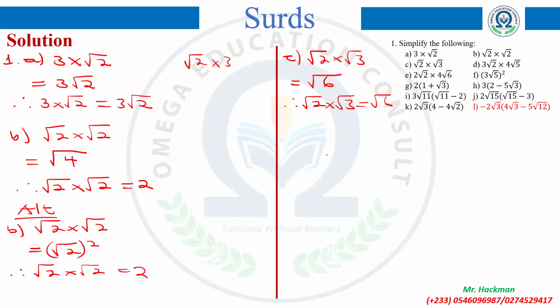Okay, so on that note, we move on to D, which is similar to the example that you were giving as the illustrative example. So 3 root 2 times 4 root 5. So let's see what is going to happen.